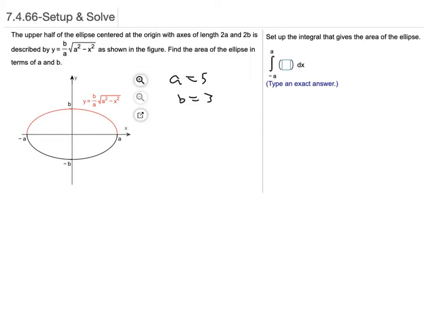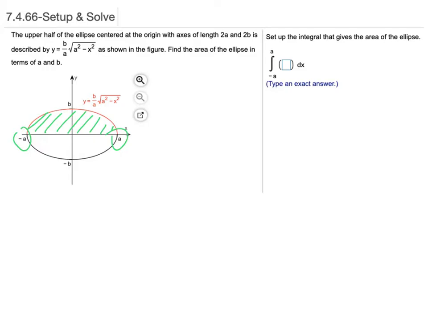But I'll just go ahead and do it in general, since we did an example like this with a circle with numbers. So in this case, we see the a squared minus x squared under the square root sign. Oh, I guess I should set up the integral first. We're trying to find the area of the ellipse. And so the area under this curve, starting at negative a, going to positive a, will be half of the ellipse. And so if we double that answer at the end, then we'll have the area of the whole ellipse.